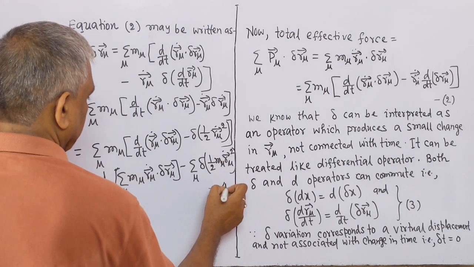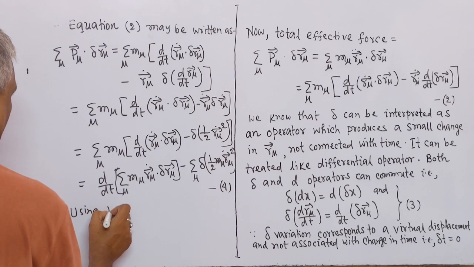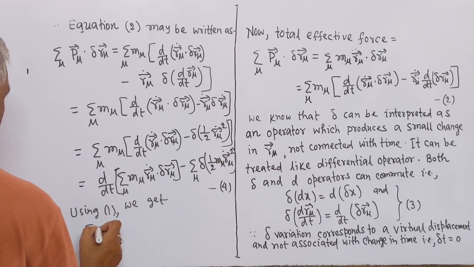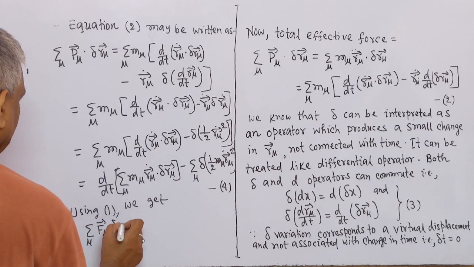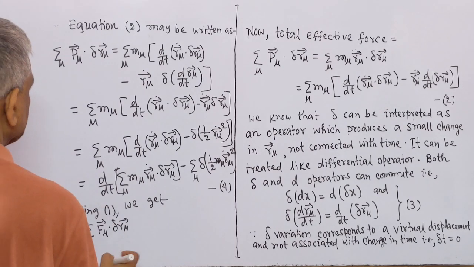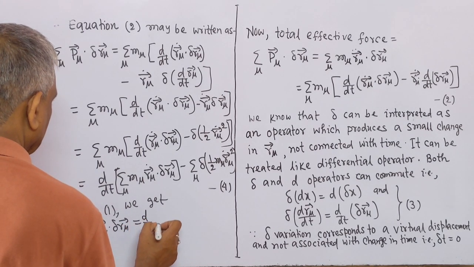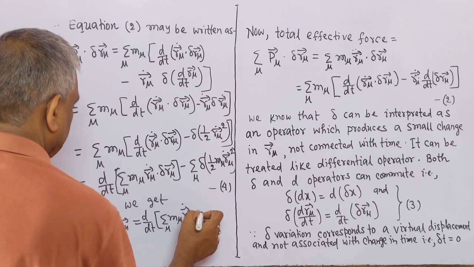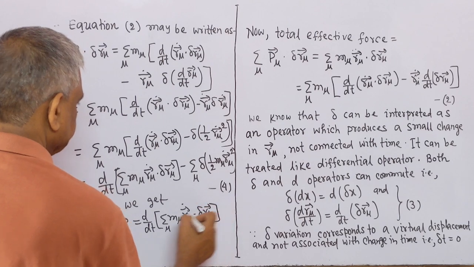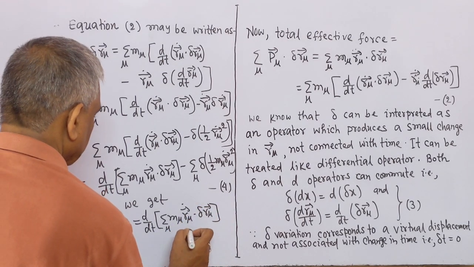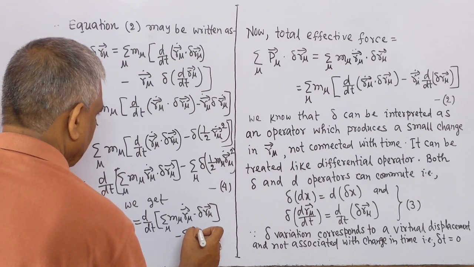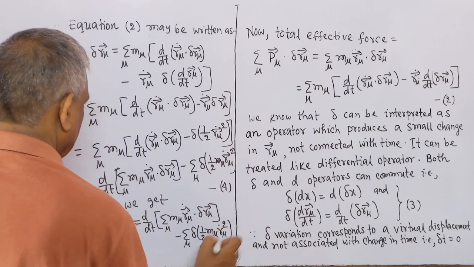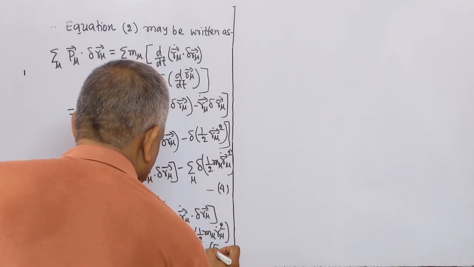This is number 4. Using 1 we get sigma mu, this is F_mu vector dot delta r_mu, this is equal to d by dt sigma mu a_mu r_mu dot delta r_mu vector minus sigma mu delta half a_mu r_mu dot square. This is equation number 5.